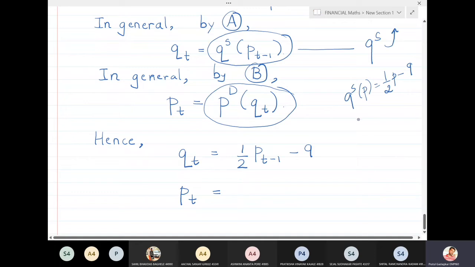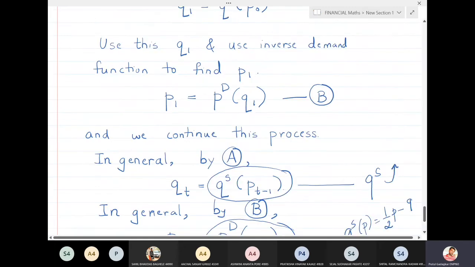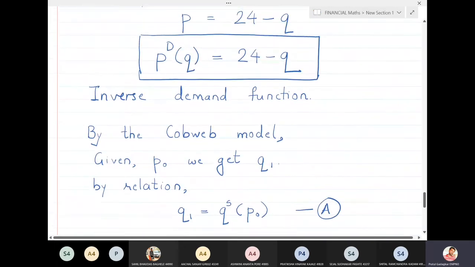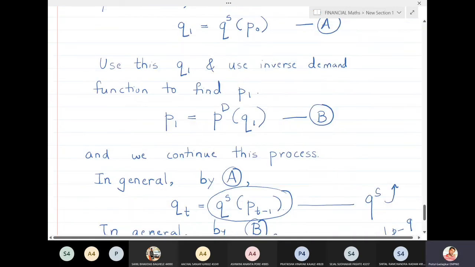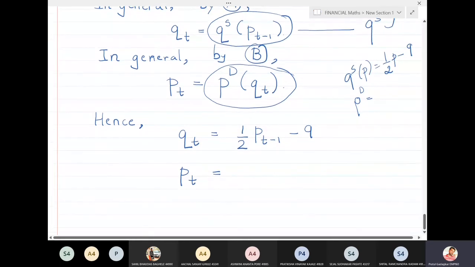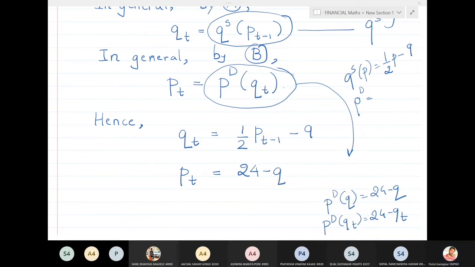What about the inverse demand function at QT? If you go above and see, we have calculated the inverse demand function also. The inverse demand function of Q is 24 minus Q. So what is the inverse demand function of QT? It will be 24 minus QT. So that I will write here, 24 minus QT.